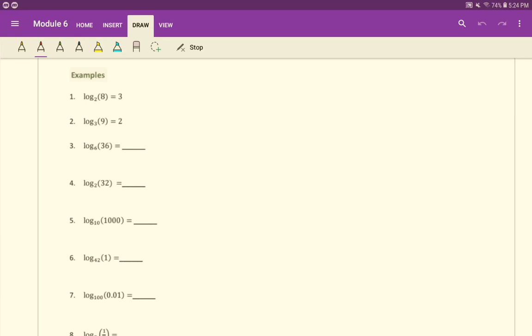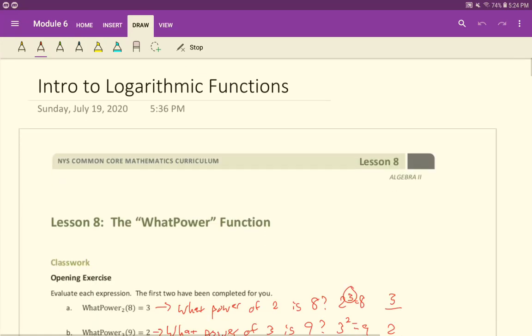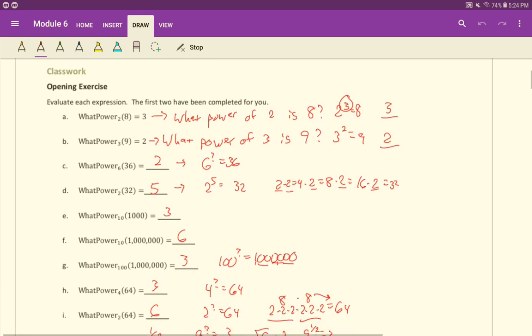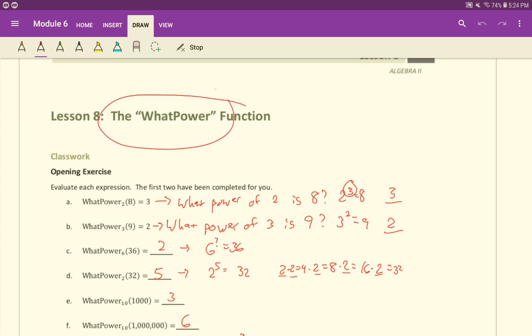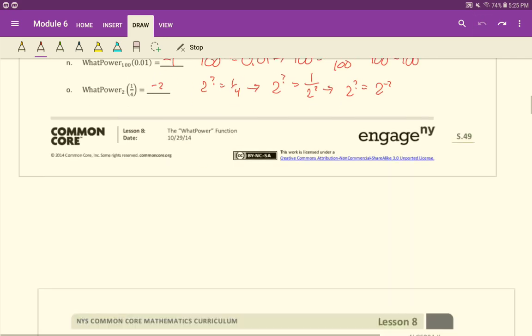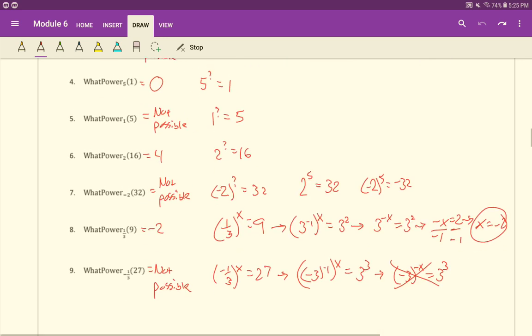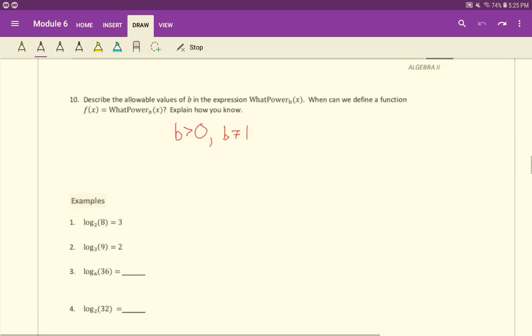Back to video 3 here for module 6. We're looking at an introduction to logarithmic functions, except so far all we've done is explore this "what power" function. The good news is that the "what power" function is the logarithmic function. So when you see these logarithms, you can think of them as "what power."